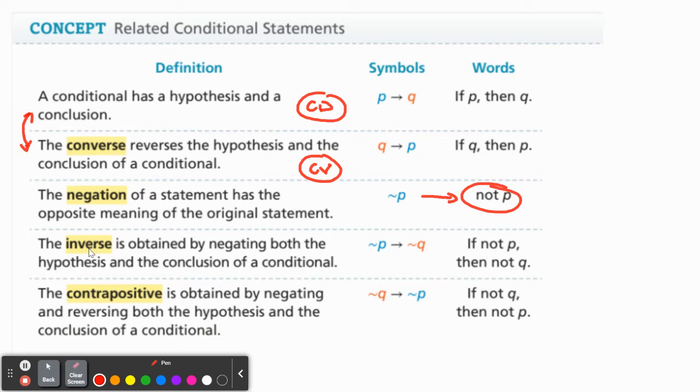One's called the inverse. The inverse is obtained by negating both the hypothesis and the conclusion of the conditional. So it's in the same order as the conditional. It just is with not and not in your statements. The inverse and the contrapositive are related because the contrapositive is then the reverse of the inverse. It's where you negate both, but then the original hypothesis comes second and the original conclusion comes first. And again, for inverse, I use IV, and for contrapositive, I use CP. So again, that's my shorthand for when we do these.